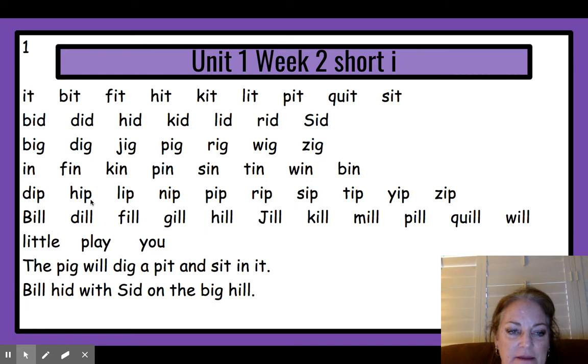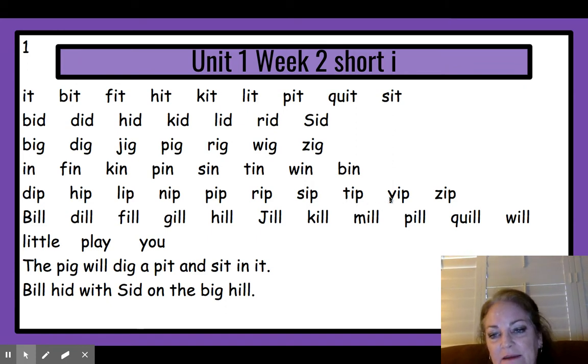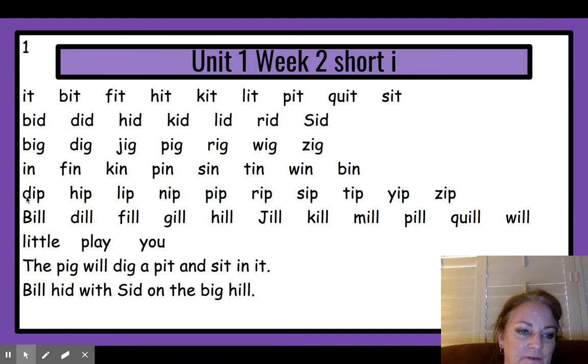You see all these ip, ip, ip words. Let's go. Stretch. Dip, dip, dip. Hip, hip, hip. Lip, lip, lip. Nip, nip, nip. Pip, pip, pip. Rip, rip, rip. Sip, sip, sip. Tip, tip, tip. Yip, yip, yip. Zip, zip, zip.